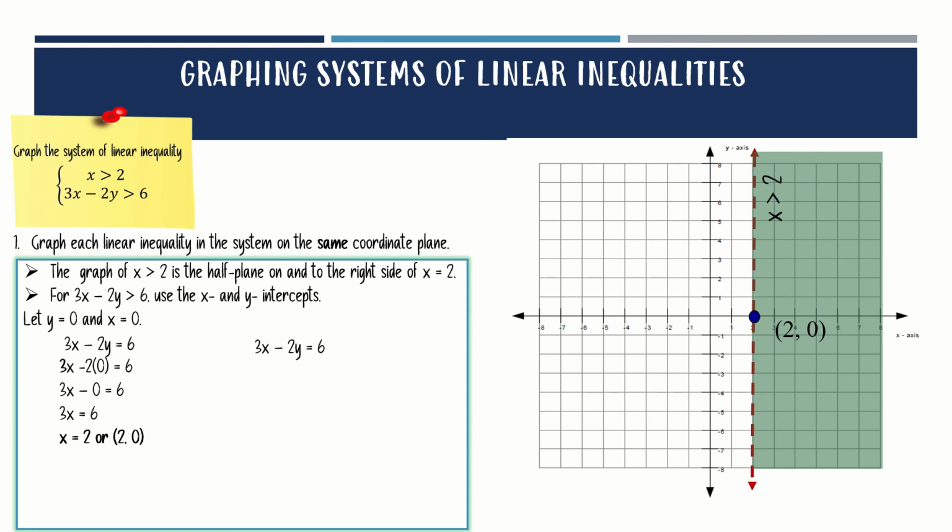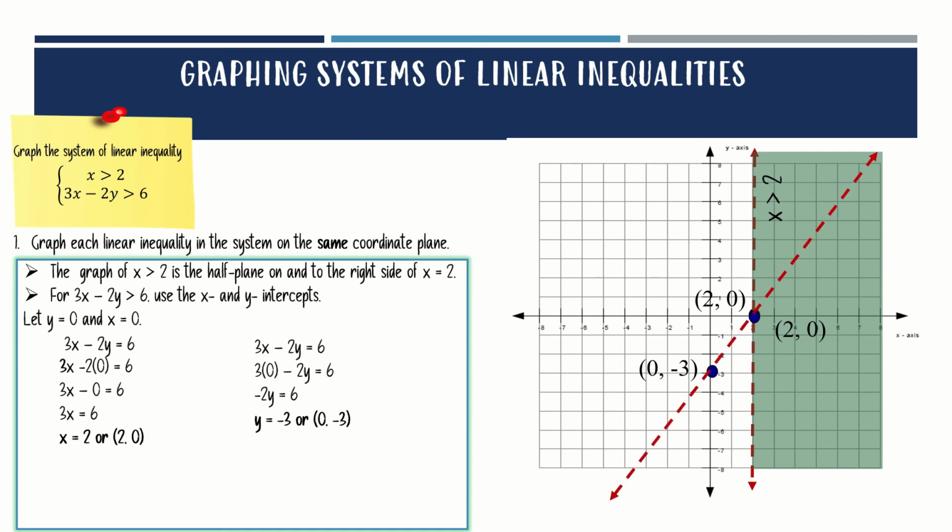And for the y-intercept, we have 3 times 0 minus 2y equals 6. We have negative 2y equals 6. Then divide both sides by negative 2. The result is y equals negative 3. Therefore, for this inequality 3x minus 2y is greater than 6, the x-intercept is 2 and the y-intercept is negative 3. Then we will connect the 2 points by using a broken line.